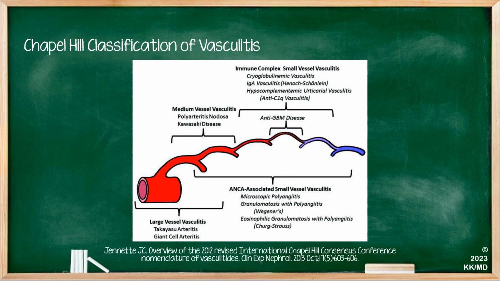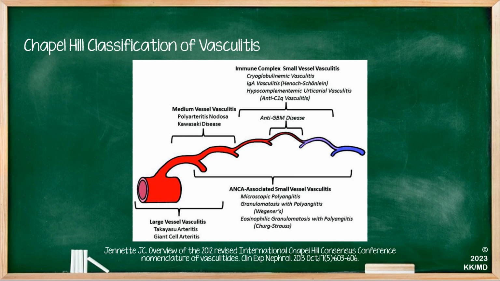And then we have the ones that gradually affect the smaller arteries mainly, and these include the ANCA-associated small vessel vasculitides. So examples of this are microscopic polyangiitis, granulomatosis with polyangiitis, and eosinophilic granulomatosis with polyangiitis, and we'll do an episode on that. Some of the rarer ones, which we will also cover in some depth, will be cryoglobulinemic vasculitis. So this falls under the immune complex small vessel vasculitis.